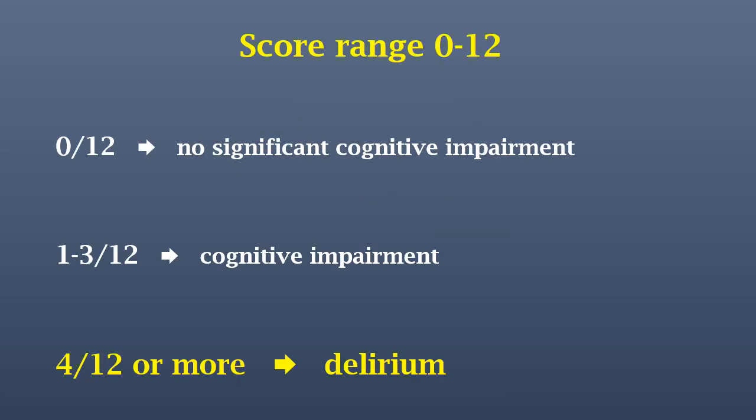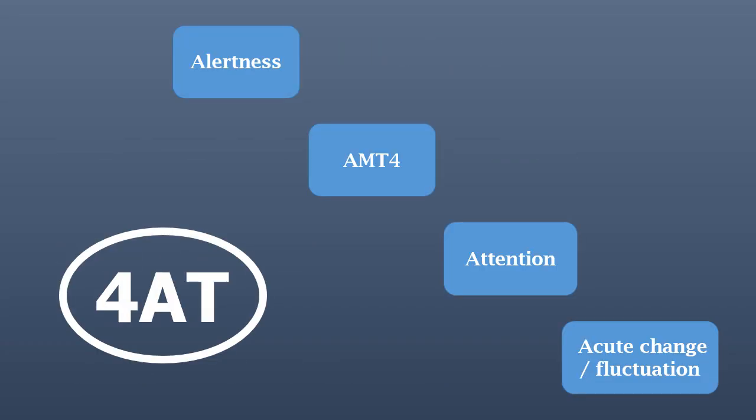The 4AT is scored from 0 to 12, with a score of 4 or more indicating possible delirium. The 4AT has 4 items. 1. Alertness. 2. The AMT4, which is the abbreviated mental test 4. 3. Attention, which is months of the year backwards. And 4. Acute change and fluctuation. I'm going to go through each of these in turn now.